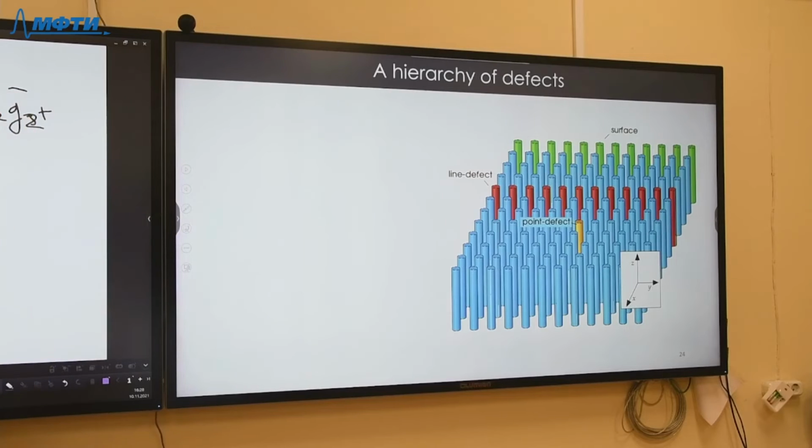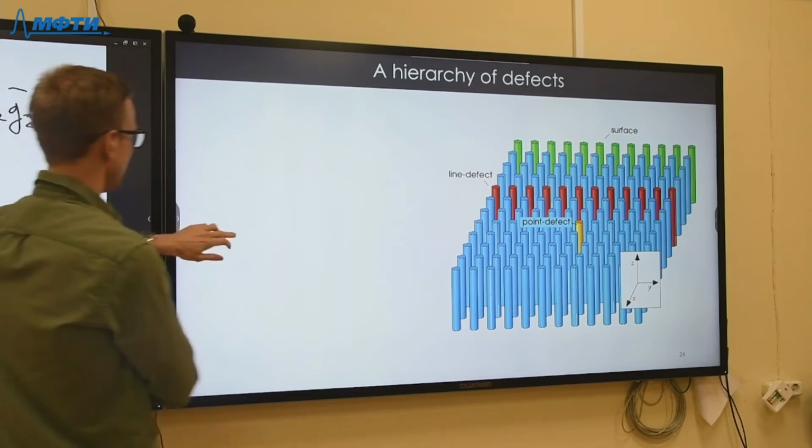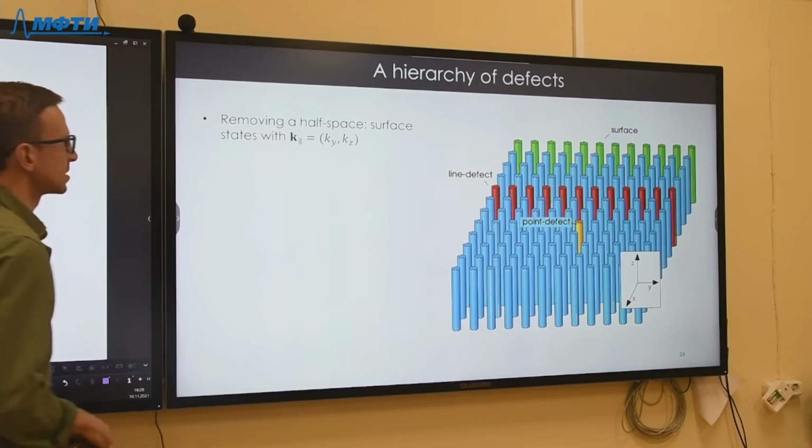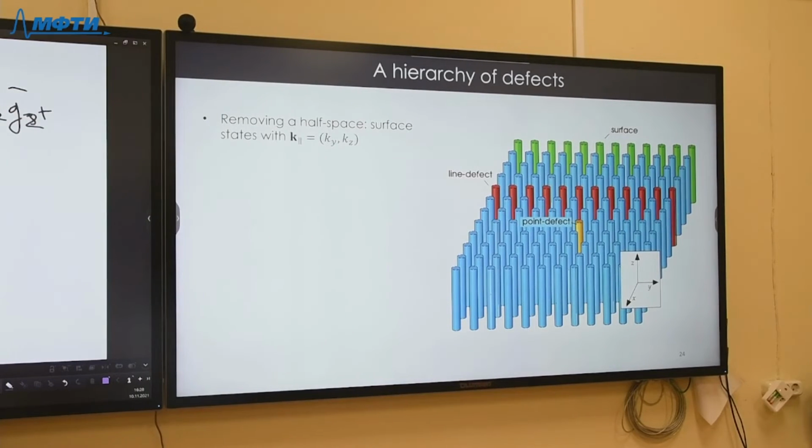So this leads us to the concept of a hierarchy of defects. And let's formulate this hierarchy this way. So we can start by removing an entire semi-space of photonic crystal, a half of the photonic crystal. That gives us access to surface states, which we just described on the previous slides. These are surface states that exist below the light line within the bandgap of the material.